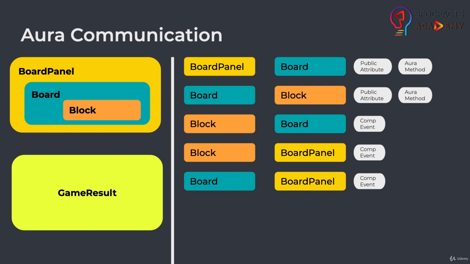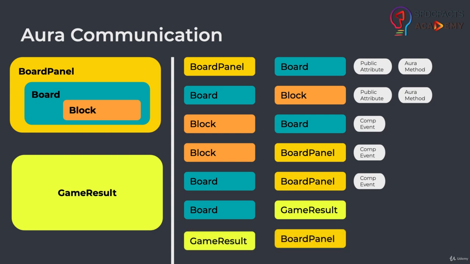Now our sixth scenario will make it interesting. How we can communicate from our board component to our game result component, or how we can communicate from our game result component to our board panel component. These components don't share any type of hierarchy, so we don't know the answer yet. But I'm going to tell you the answer now. We can have something called application event to talk between two different components who don't share any type of hierarchy or if they are completely separate.